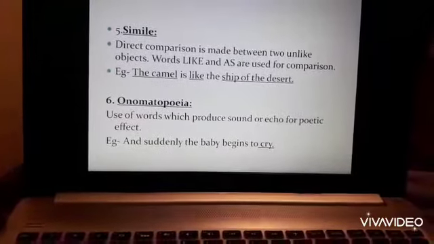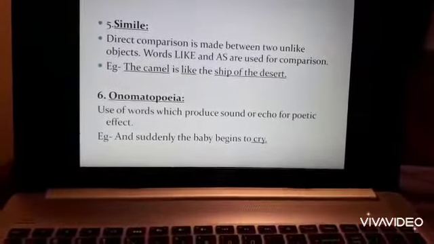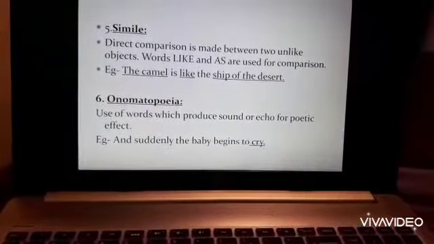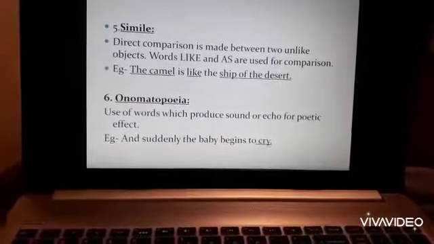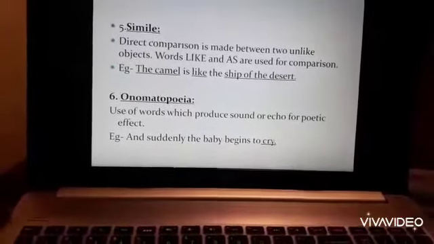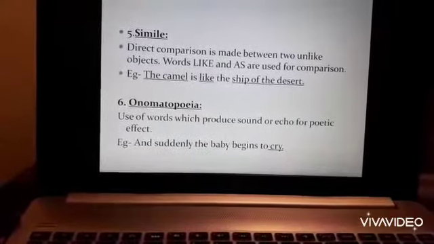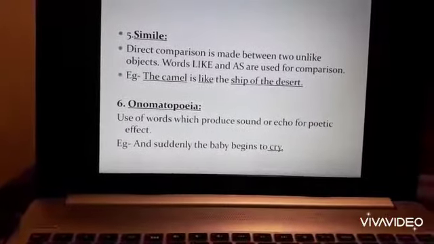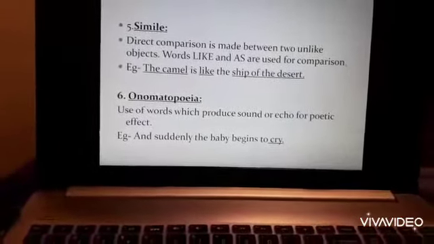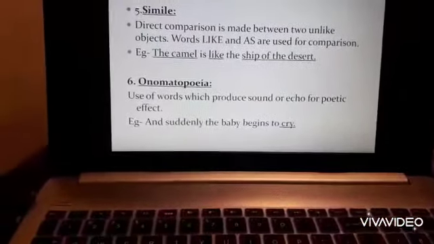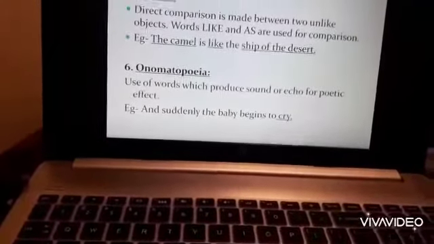See this example. The camel is like the sheep of the desert. So in this sentence, the camel is compared with the sheep of the desert with the word like, and that's why it is an example of simile. You just have to keep in mind that in simile you find the comparison by the poet using two words, that is like or as.